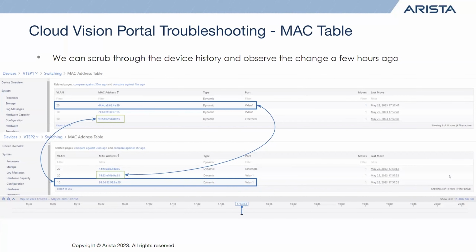Once again, we can scrub through that timeline, and we can see that a change did occur a few hours ago where we had that ARP timer reset and the MAC addresses were then relearned. Specifically here, all we're demonstrating is we have those addresses that are learned locally on the interfaces and learned over the VxLAN 1 interface on their respective VTEP.